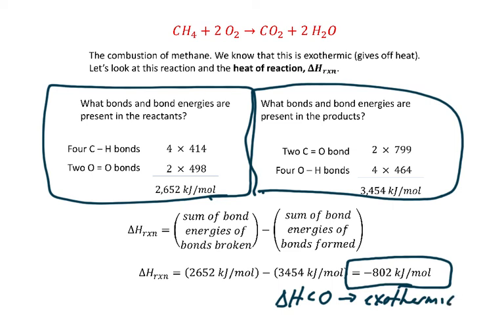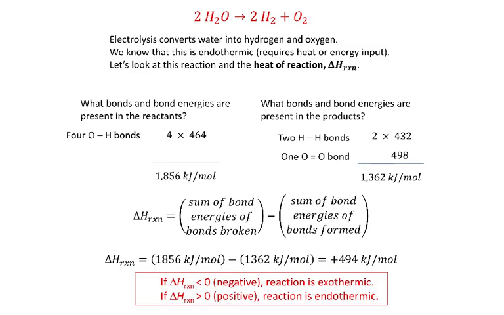I have one more example, but this one is already given and we'll just walk through it. So let's say you used electrolysis to convert water into hydrogen and oxygen. So electrolysis means you're actually putting energy into it for it to occur. You're basically introducing electricity. So it's endothermic. It requires heat or an energy input.